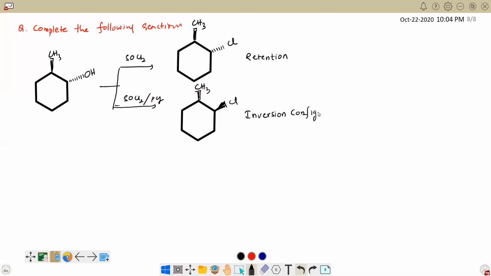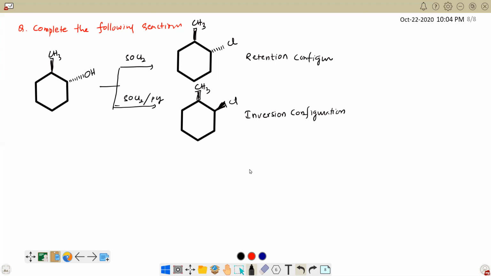Inversion configuration, right? Yes, sir. This is retention configuration. Now, these two are which isomers? Are they enantiomers? Are they diastereomers? They are enantiomers, sir.